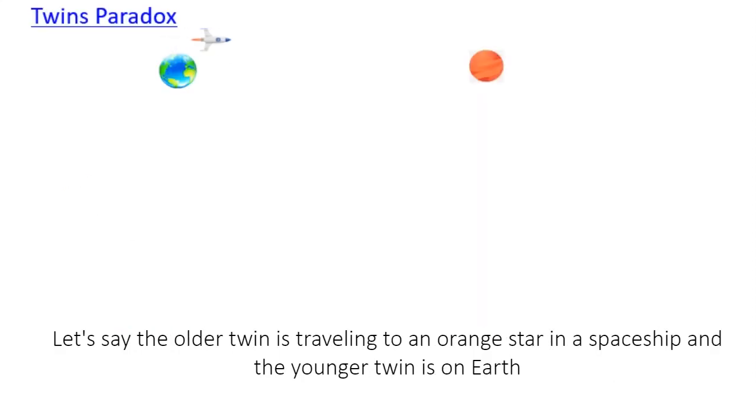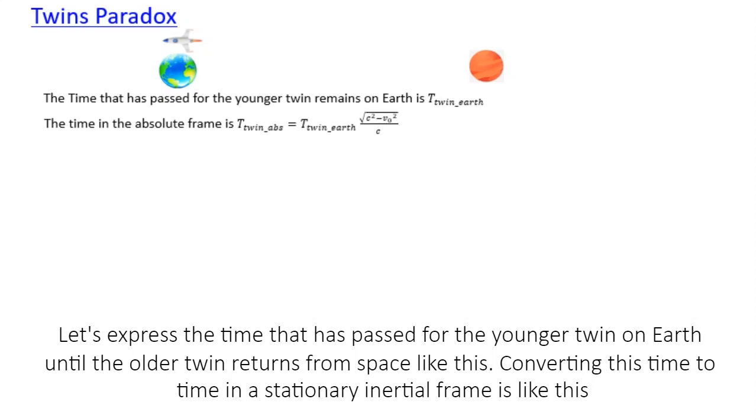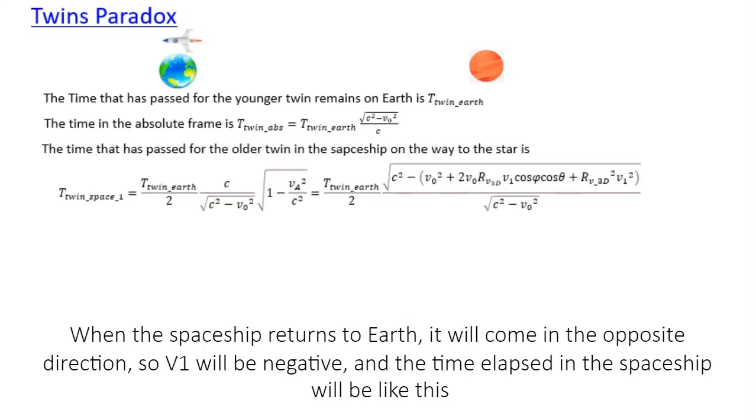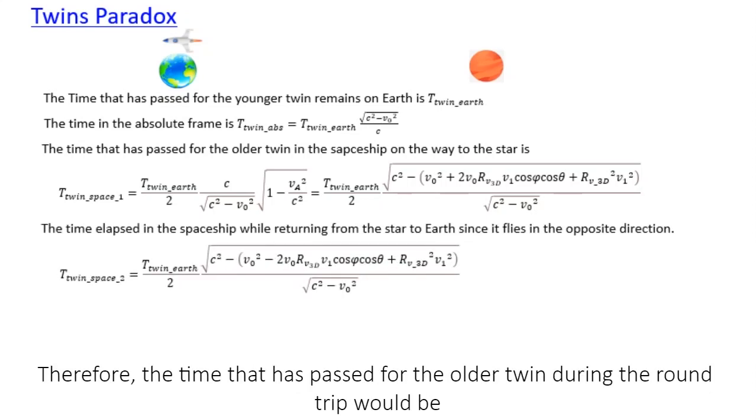Let's say the older twin is traveling to an orange star in a spaceship, and the younger twin is on Earth. Let's express the time that has passed for the younger twin on Earth until the older twin returns from space like this. Converting this time to time in a stationary inertial frame is like this. The time that has passed for the older twin in the spaceship to reach the orange star is. When the spaceship returns to Earth, it will come in the opposite direction, so v1 will be negative, and the time elapsed in the spaceship will be like this. Therefore, the time that has passed for the older twin during the round trip would be.